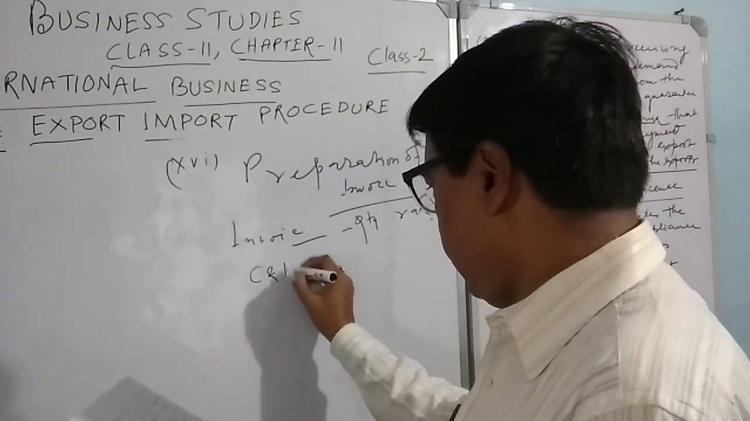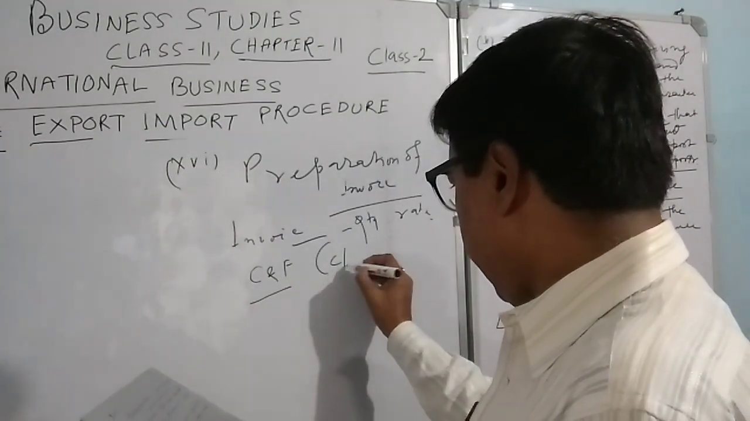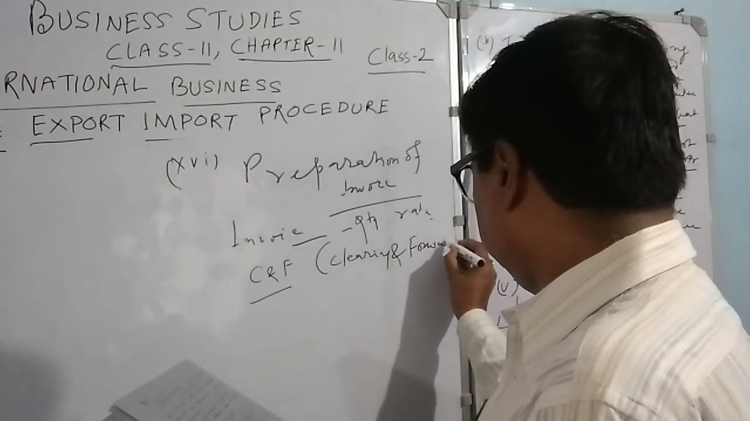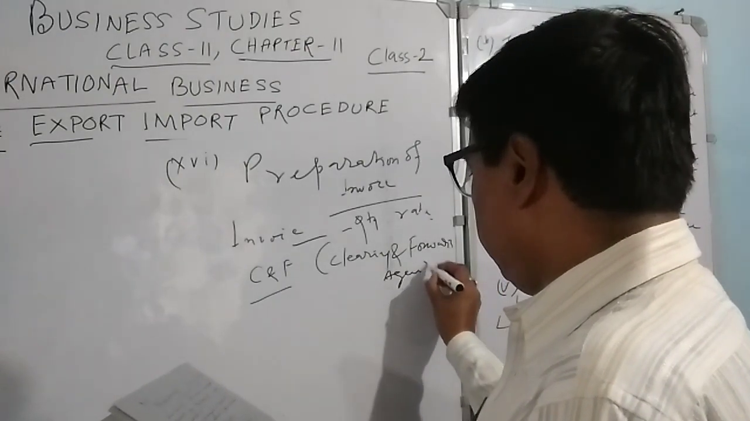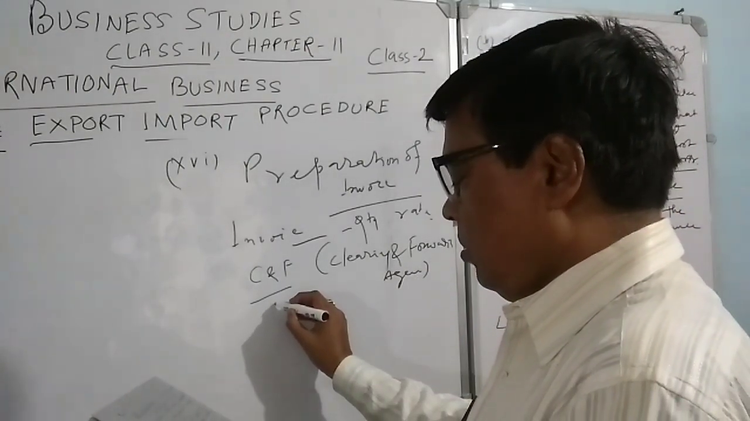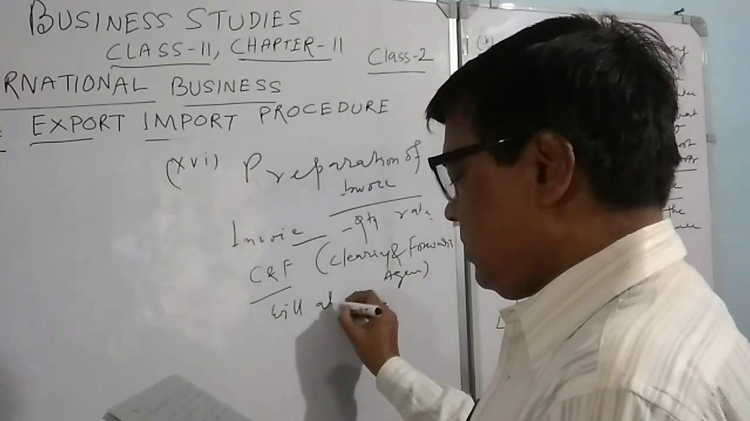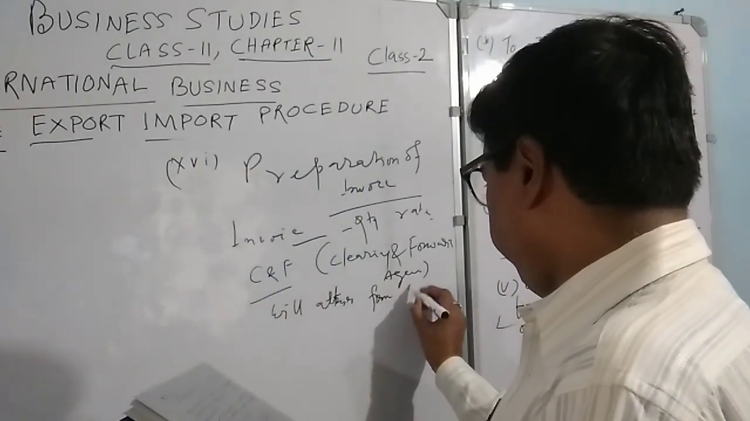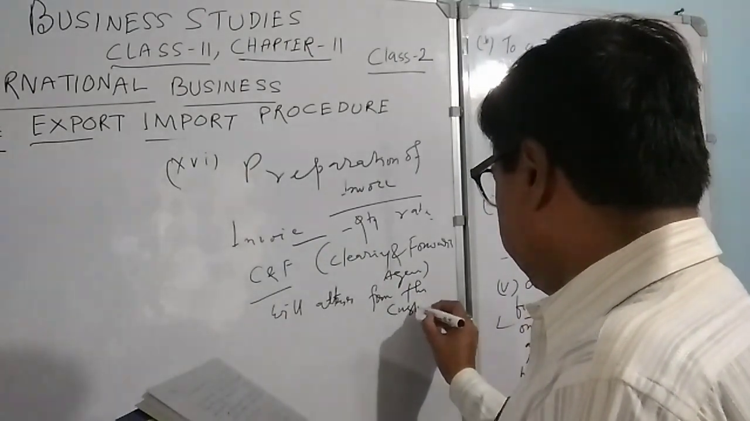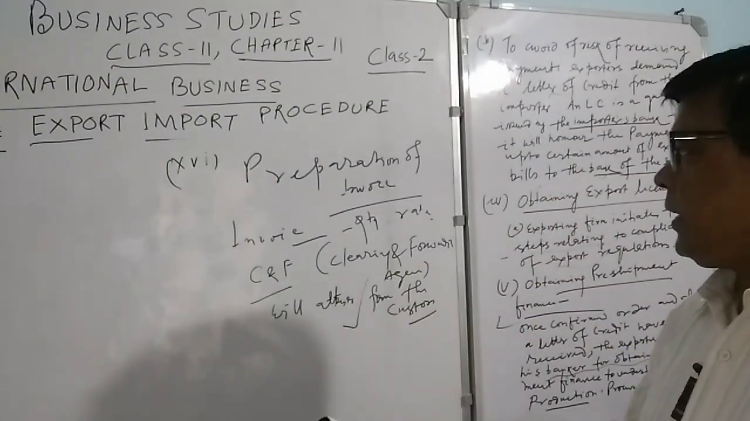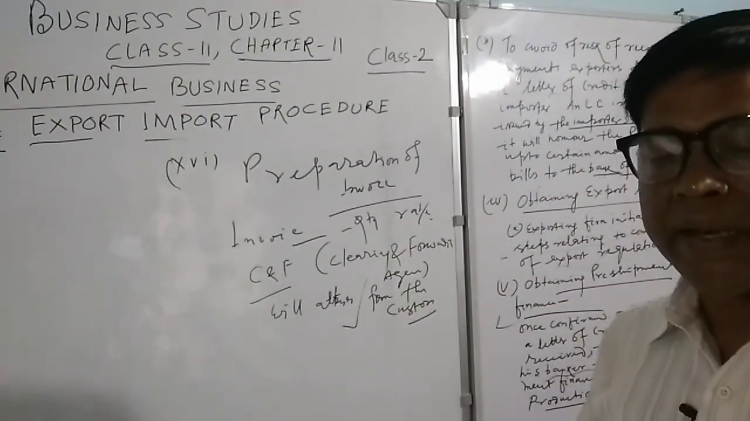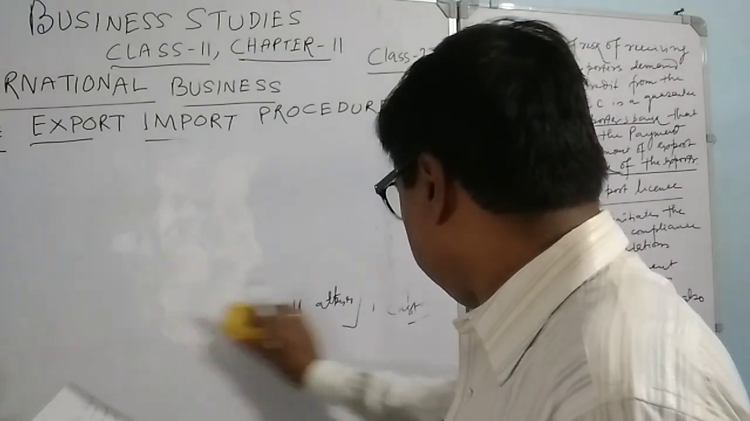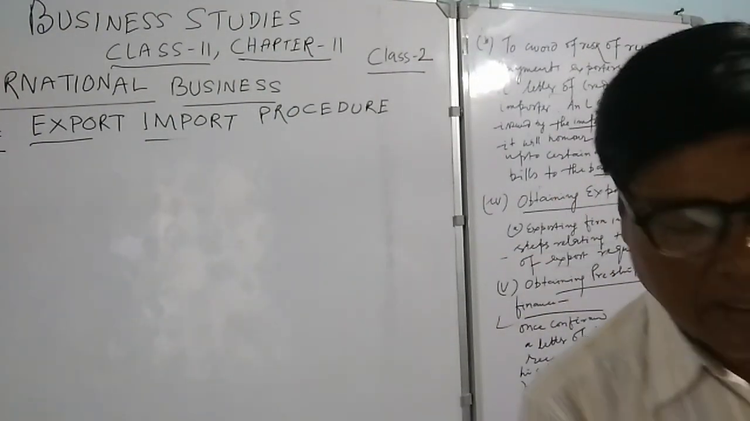Then CNF means clearing and forwarding agent. The clearing and forwarding agent will get it attested from the customs. Once it is attested by customs, you will get the clearance for the invoice preparation stage. Clearance will be there, which means it will be countersigned by the customs authority.